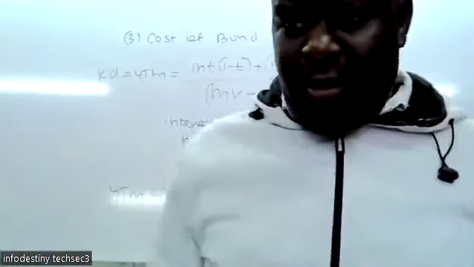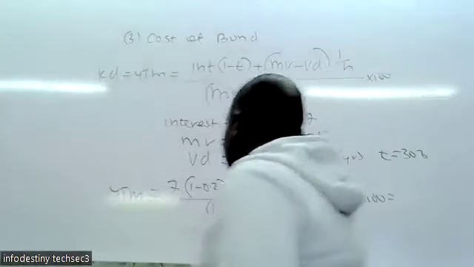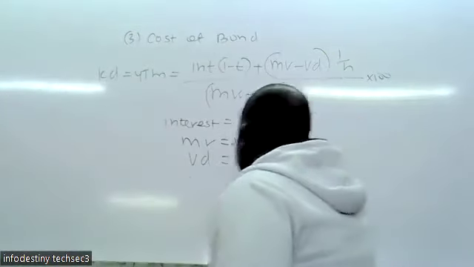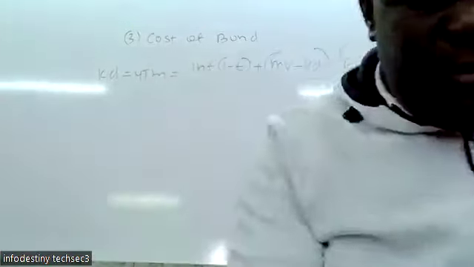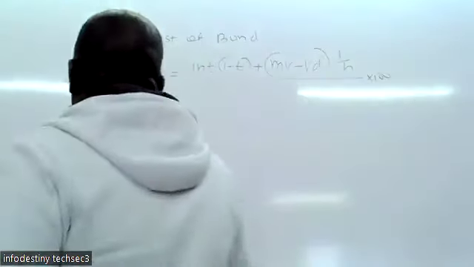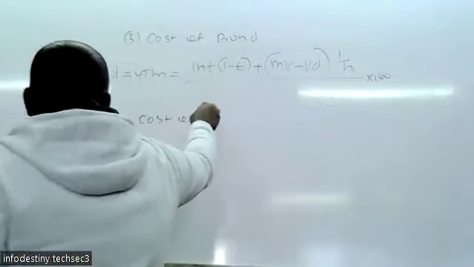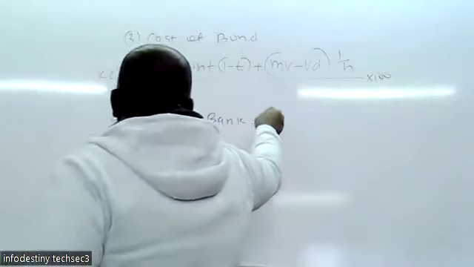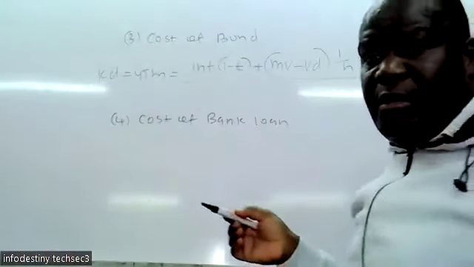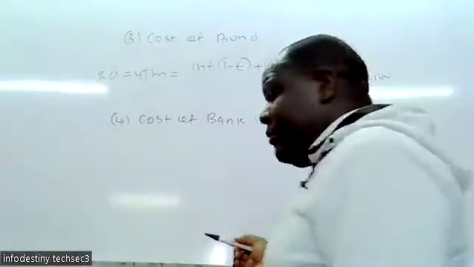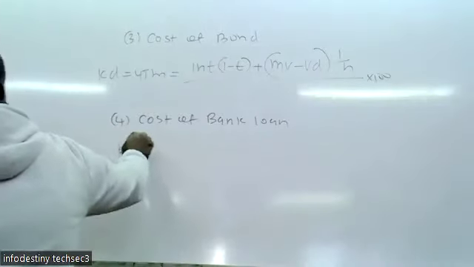So now from there was also a bank loan. In that question, there was also the bank loan. You should also be able to calculate the cost of the bank loan. So the cost of the bank loan is the same as KT.